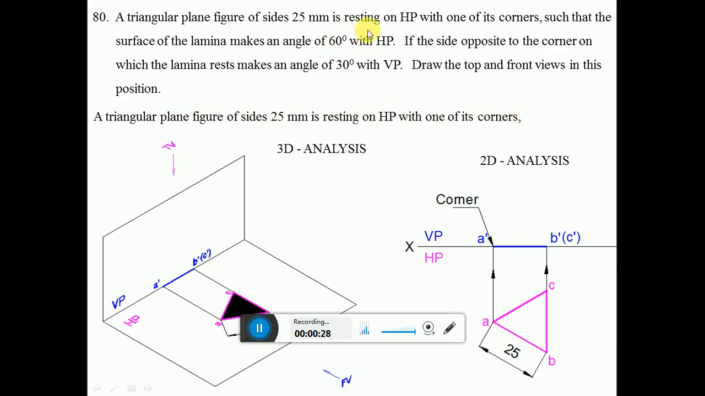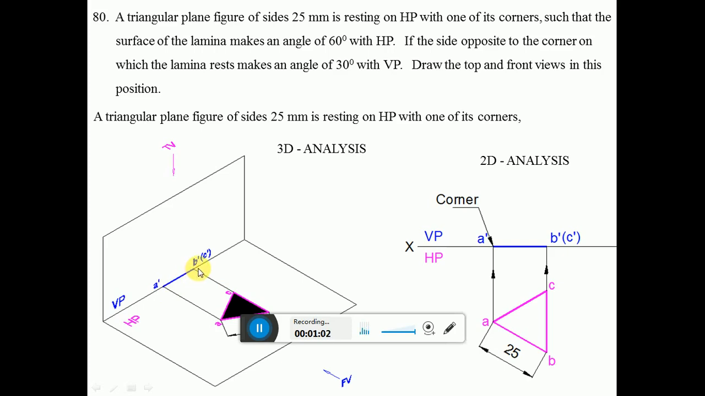So here a triangular plane figure of side 25 mm is resting on HP with one of its corners. So we are making the corner rest on HP. And in the second position he says that the surface of the lamina makes an angle of 60 degrees with HP. So you have to make the surface parallel to HP. That means it is 0 degrees with respect to HP. Once the surface is made parallel to HP, that surface will be perpendicular to VP. So in VP you get a line, A dash B dash.